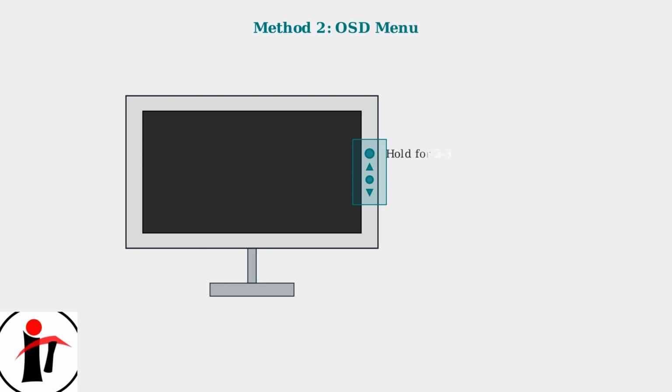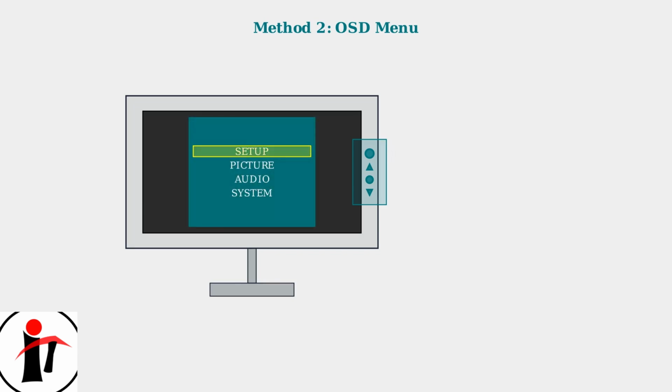Alternatively, you can access the full OSD menu by pressing and holding the menu button for 2 to 3 seconds. Navigate to Setup or System menu, then find Input Select or Source Selection to choose your desired input source.